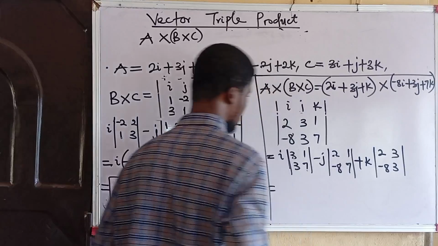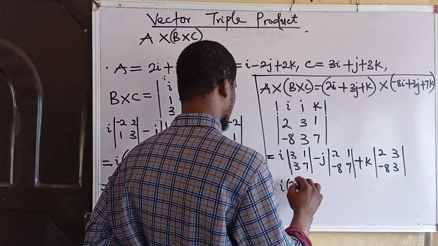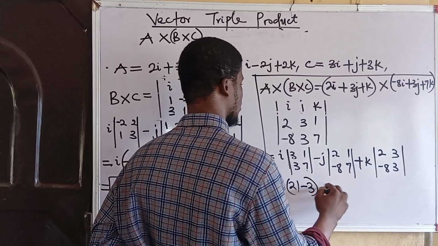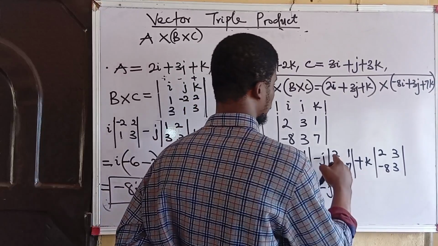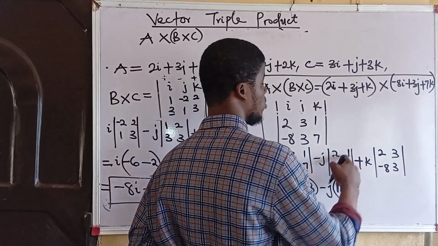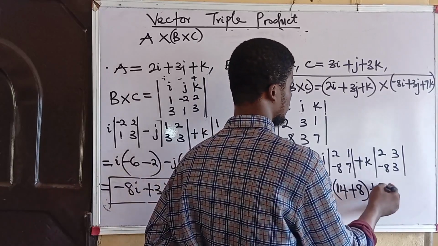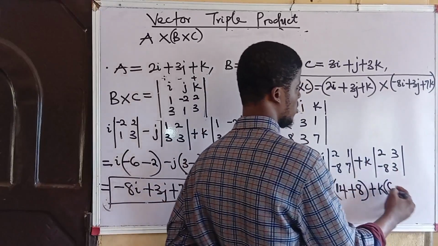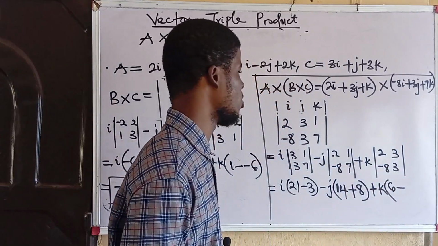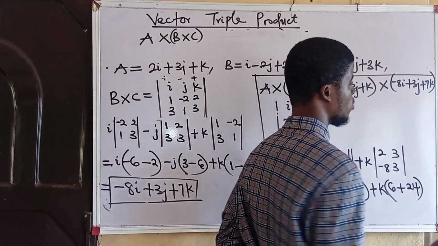So let's multiply. This is i into 3 times 7 is 21. 3 times 1 is 3. 2 times 7 is 14. Minus 8 times 1 is minus 8, so that will be plus 8. This is 6. This will give me minus 24, right? 3 times 8 is 24. So I just say plus 24 because of the two minuses.